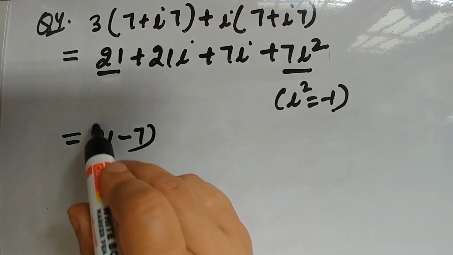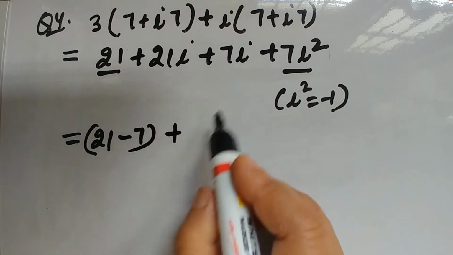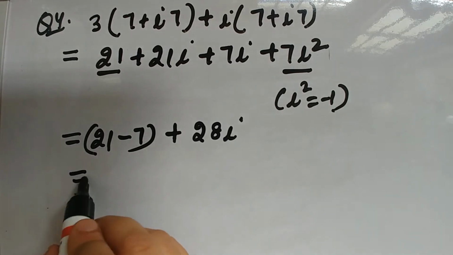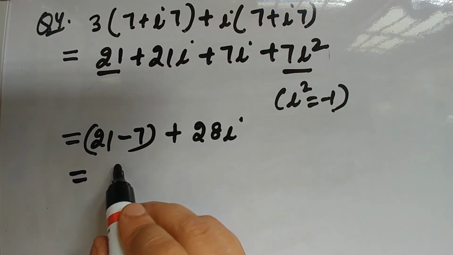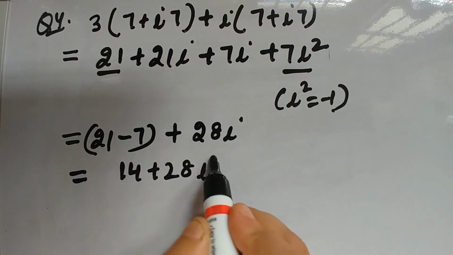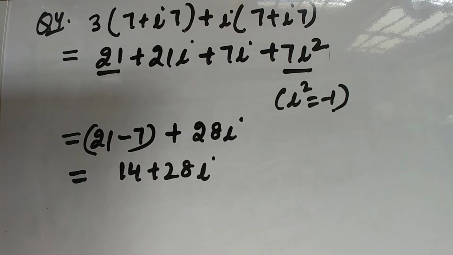So I'll associate the real part together and the imaginary ones together. So it is 21 plus 7, that is 28 iota, which is your 14 plus 28 iota. So this is how it can be expressed as a plus iota b.